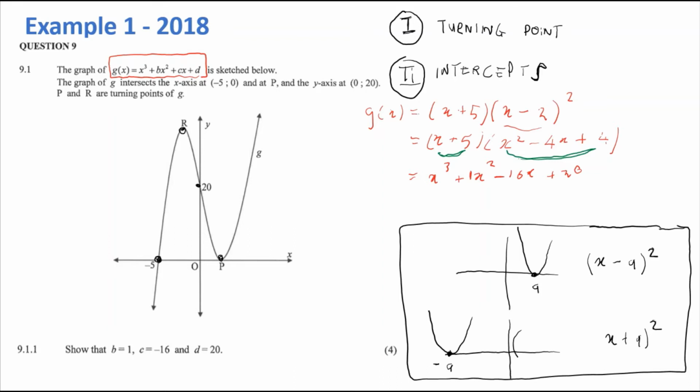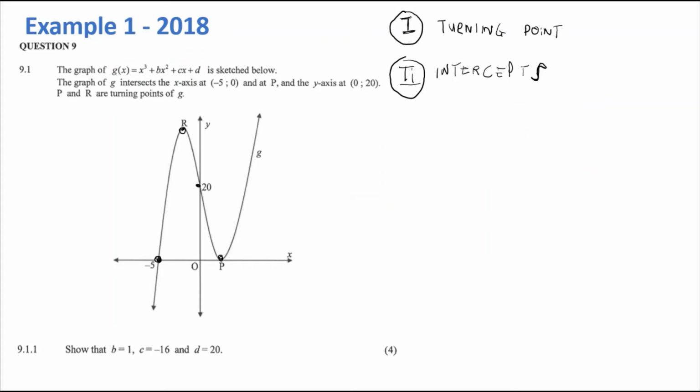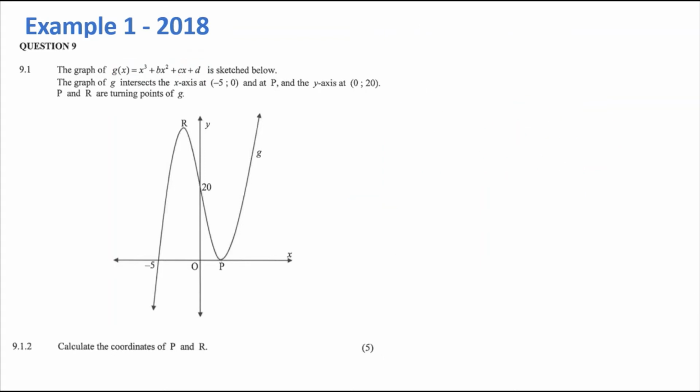But it all hinges upon this graph here, and that you realize that when you use these roots or these intercepts, when it doesn't cross the x-axis, the parabola has a special form. Okay, that was question 1.